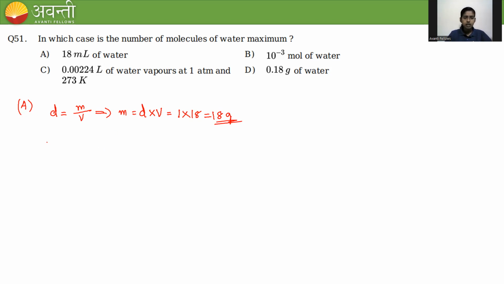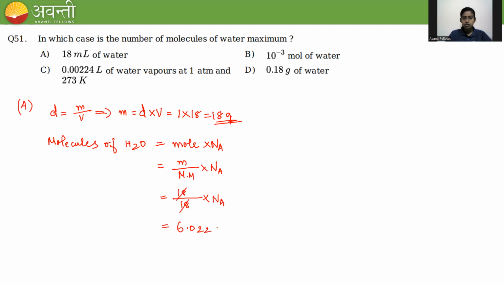To find the number of molecules of water, the formula is mole into the Avogadro number. Mole is nothing but mass by molar mass, so mass by molar mass into Avogadro number. The mass of water is 18 gram and the molar mass of water is also 18 gram, so it is 1. The answer is 6.022 into 10 power 23. So this many molecules of water are present in 18 ml of water.